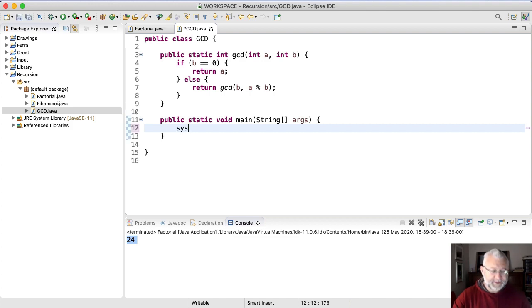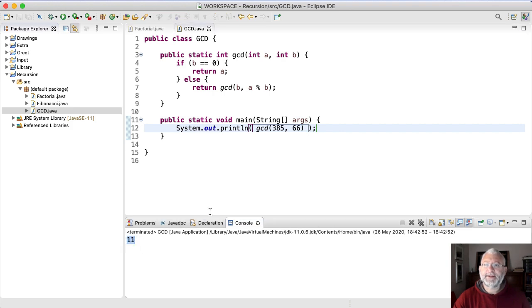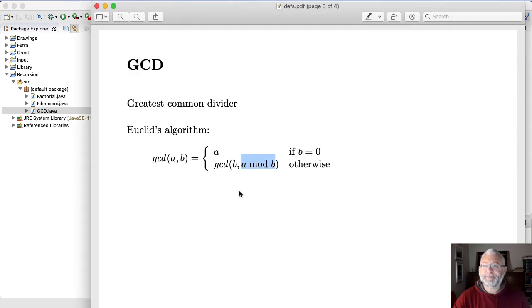So let's see how GCD works. GCD of, and I'll just pick two numbers, 385 and 66. Let's run that. Aha. So the greatest common divisor of these two numbers is 11.